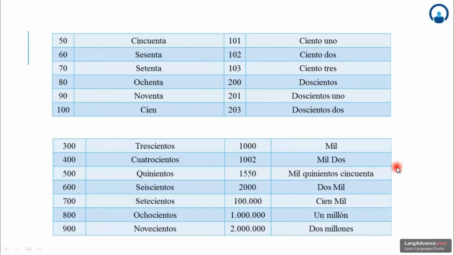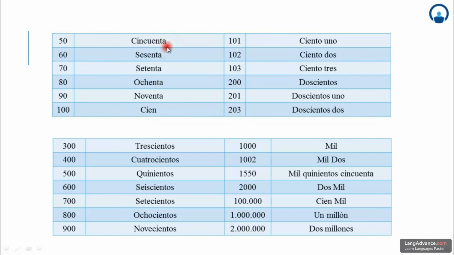We'll move ahead and see what these numbers are called. 50 is called cincuenta, cincuenta. 60 is called sesenta, sesenta. 70 is called setenta, setenta. 80 is called ochenta, ochenta. 90 is called noventa, noventa. 100 is called cien, cien.